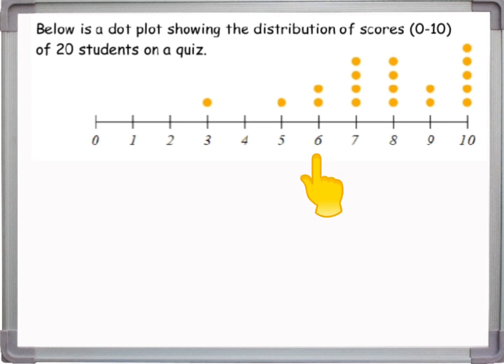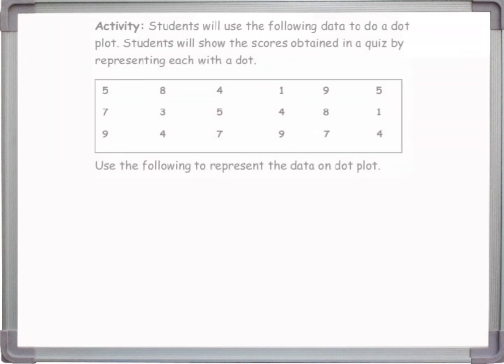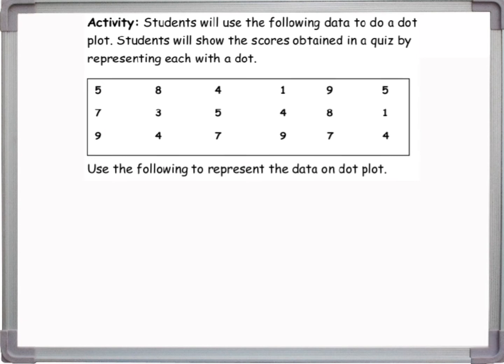You got it. 2 students score a 6 because there are 2 dots on the number 6. 1 student scores a 5 because there is 1 dot on the number 5. And 0 students score a 4 because we don't have any dot on the number 4. And so on. For your activity now, you will use the following data to do a dot plot.